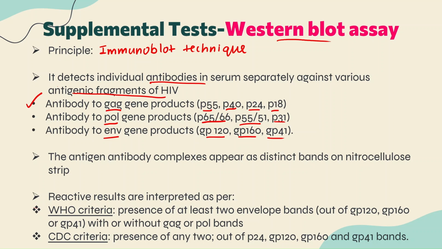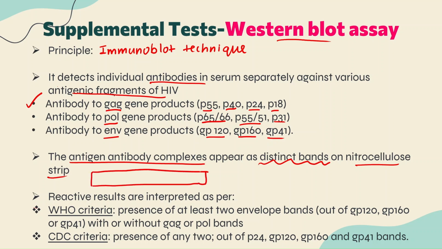And as I said, if the antibodies are present, then the antigen antibody reaction will take place, and you will be getting those antigen antibody complexes which will appear as distinct bands onto that nitrocellulose strip, guys. ठीक है? So ऐसे एक strip जैसा होता है. This is a strip test. Okay, एक strip होती है and इसके ऊपर you will be seeing, at different sites, those bands which are appearing if the reaction has taken place between the antigen and the antibody, guys.